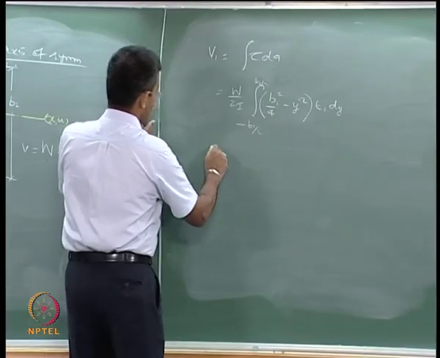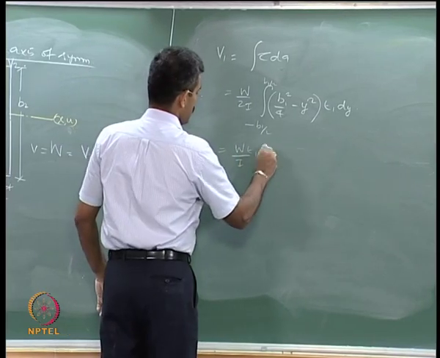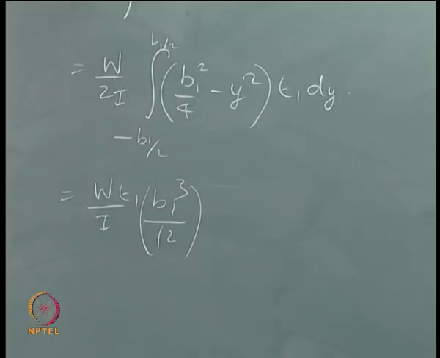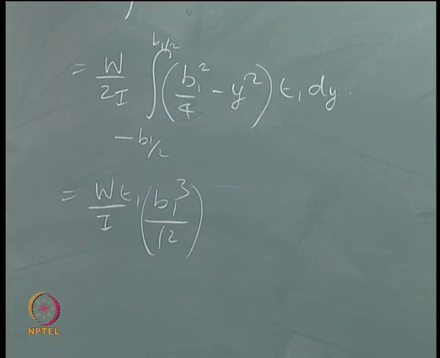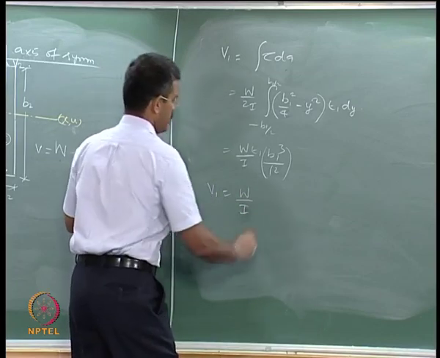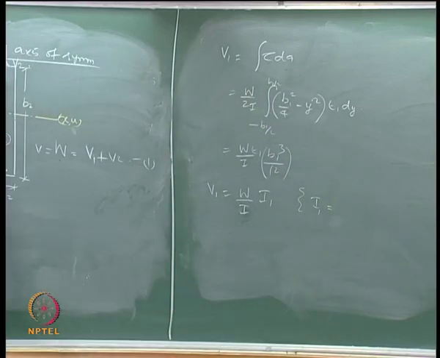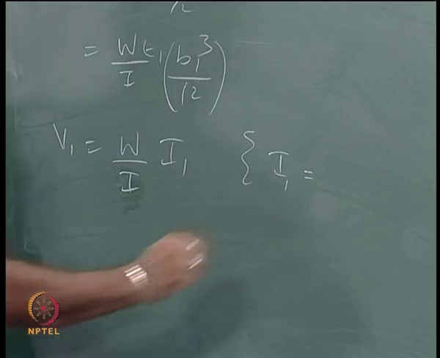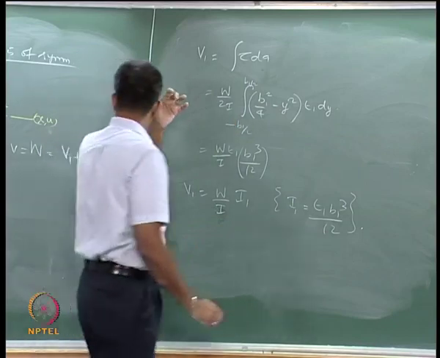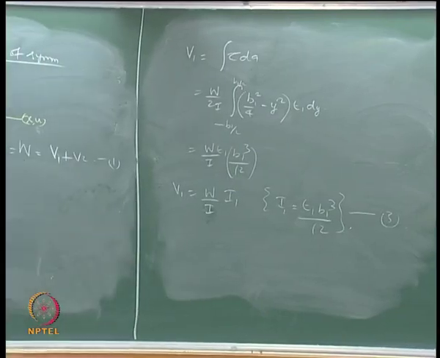You get W by I, T1 B1 cube by 12. You simplify. I can always say this equation as W by I into I1, where I1 is the moment of inertia of this section alone about this axis, which is T1 B1 cube by 12, is that okay? Call it equation number 3, I think. Is that okay?